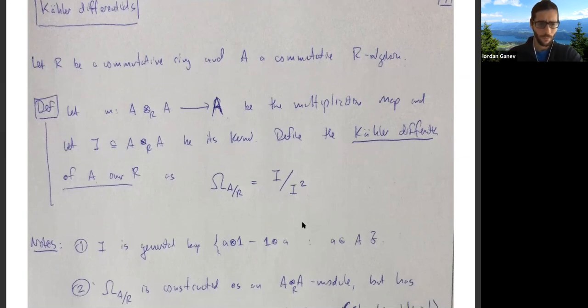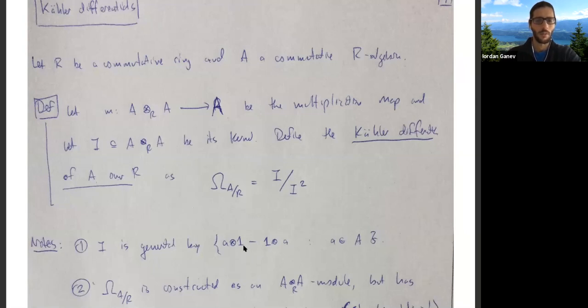First of all, this ideal, if you think about it, is generated by the following elements: a tensor 1 minus 1 tensor a, for any little a in the algebra. It's clear that this is in the ideal, since this goes to a minus a, which is 0 under the multiplication map. So in fact, I is generated by all these things.